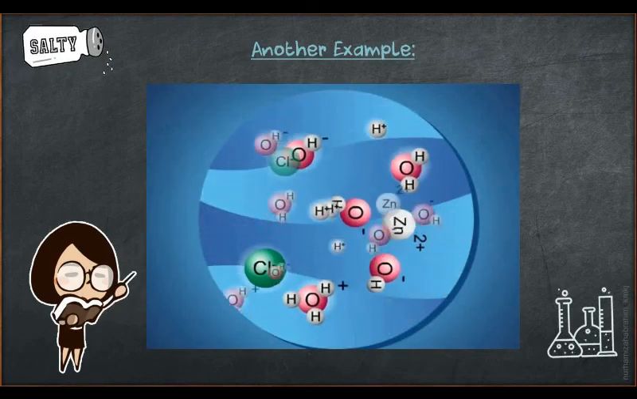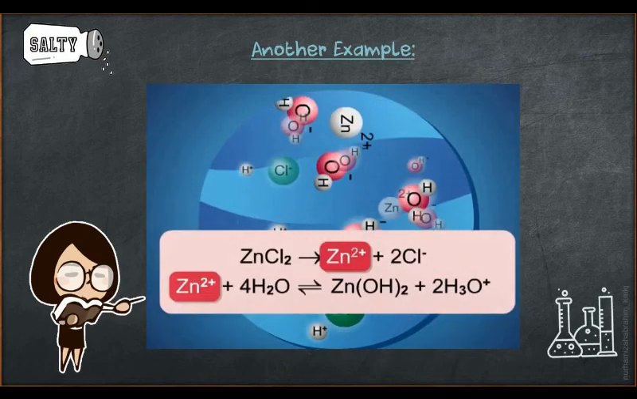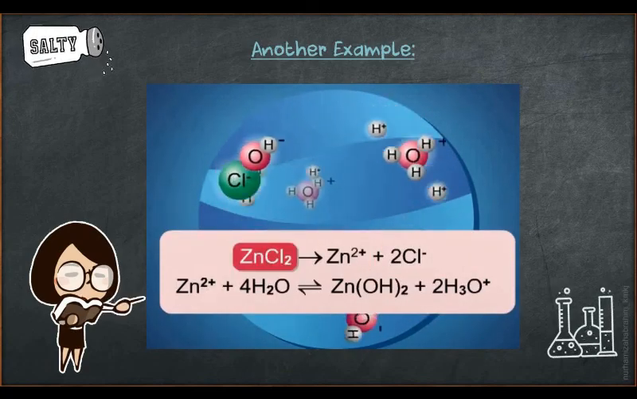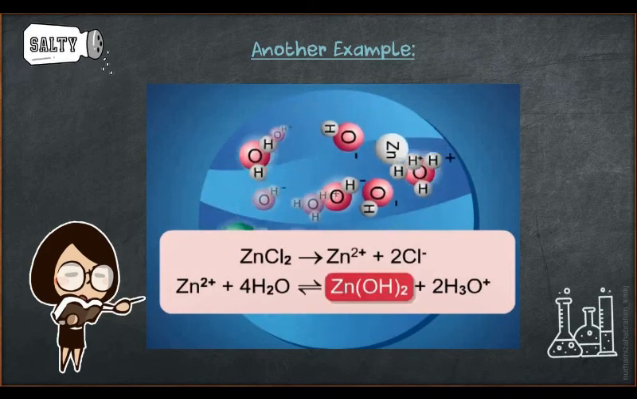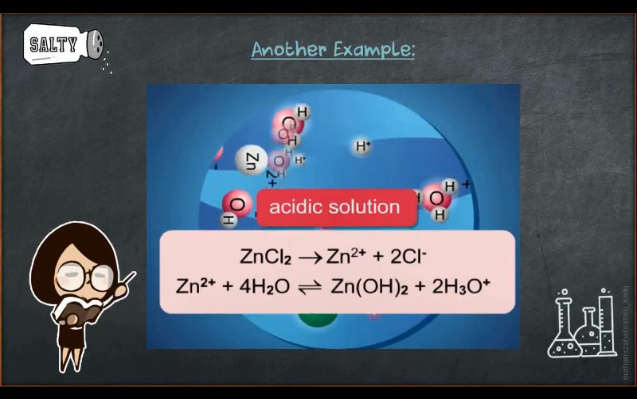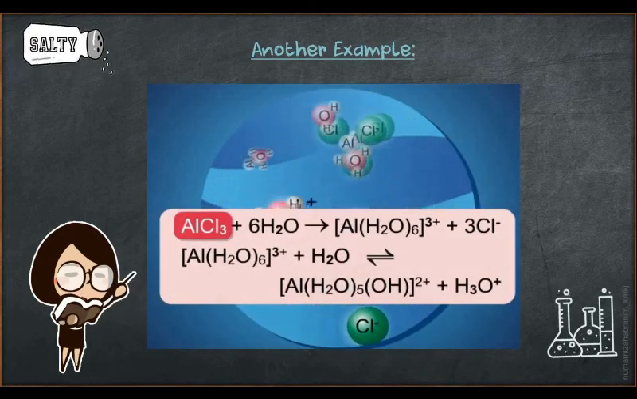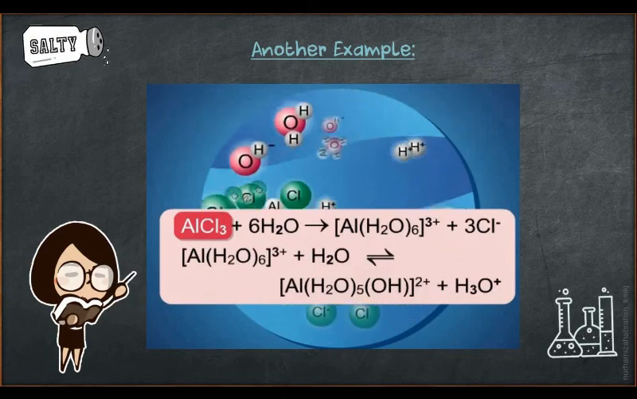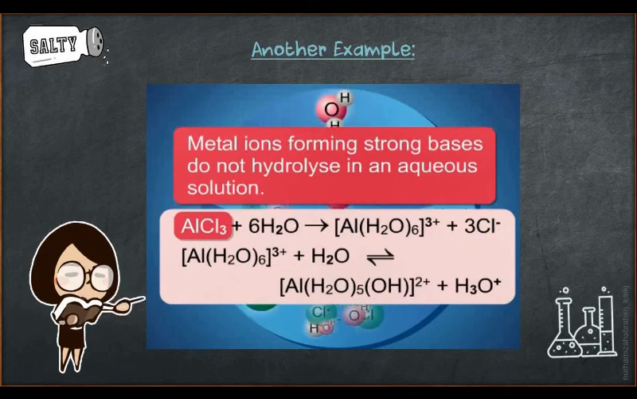Many metal cations also undergo hydrolysis in an aqueous solution. For example, the zinc ions formed by the dissociation of zinc chloride in water react with the water to form the slightly soluble zinc hydroxide and hydronium ions. A zinc chloride solution is thus acidic. Aluminium chloride undergoes similar reactions in an aqueous solution. Only metal ions which form strong bases, such as sodium ions, potassium ions, and calcium ions, do not undergo hydrolysis in an aqueous solution.